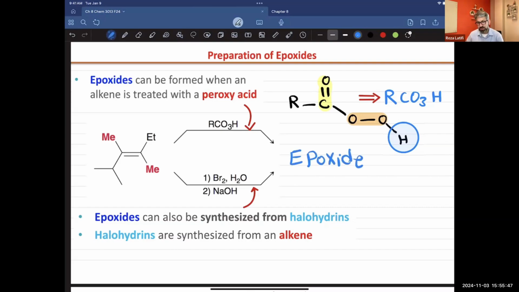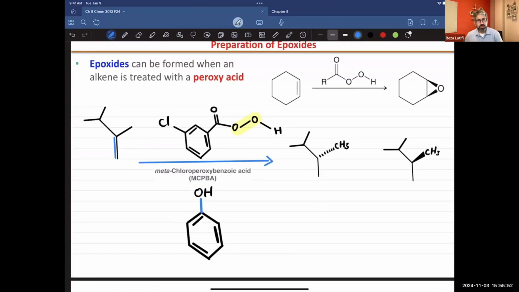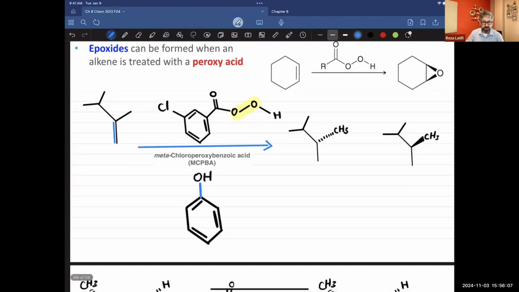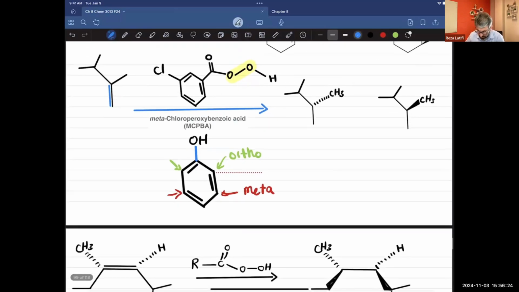Okay, I want to practice these 2 methods one by one. The first method is by using peroxy acid. So I have metachloroperoxybenzoic acid, and the abbreviation for it is MCPBA. Now, what's the purpose of the M here? Imagine you have a phenol. The first 2 positions that are close to the functional group, we call them ortho. The next 2 positions, we call them meta. And the last one, this one will be the para position.